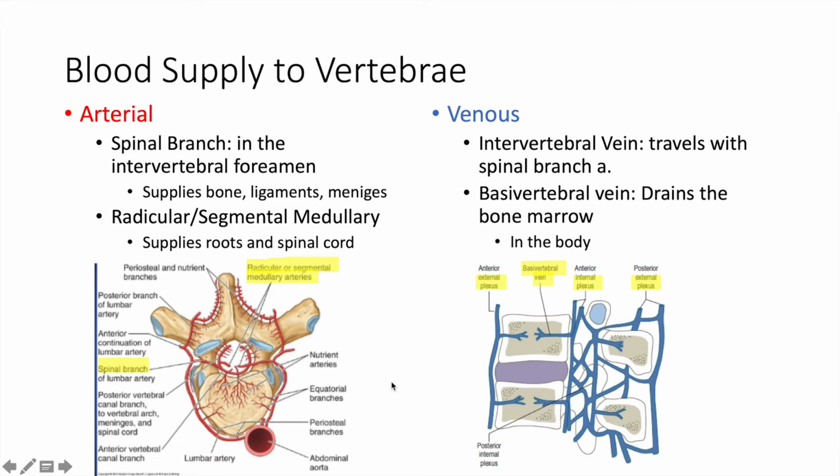The venous supply. Veins drain and arteries are pumping blood from the heart. My intervertebral vein travels with the spinal branch artery. Like right here, here's the artery. There's going to be a vein traveling with it, and that's that intervertebral vein traveling in the intervertebral foramen. That's an easier name. It tells you exactly where it's traveling. The basivertebral vein drains the bone marrow. And here's that one in the picture. It's in the body.